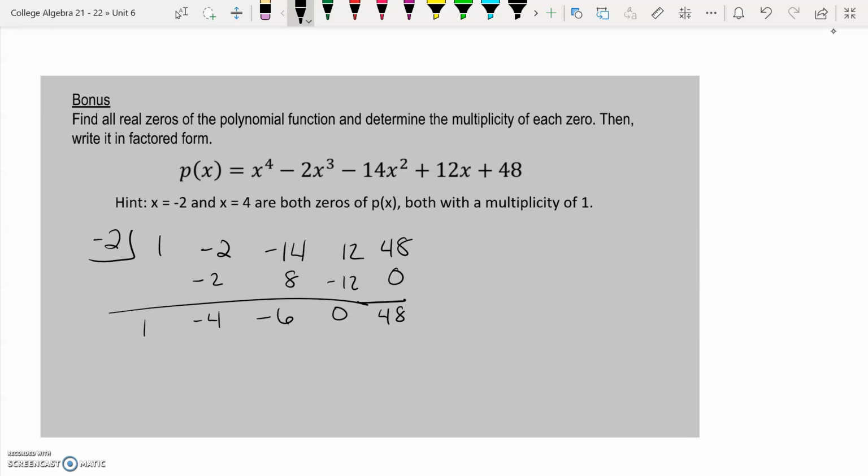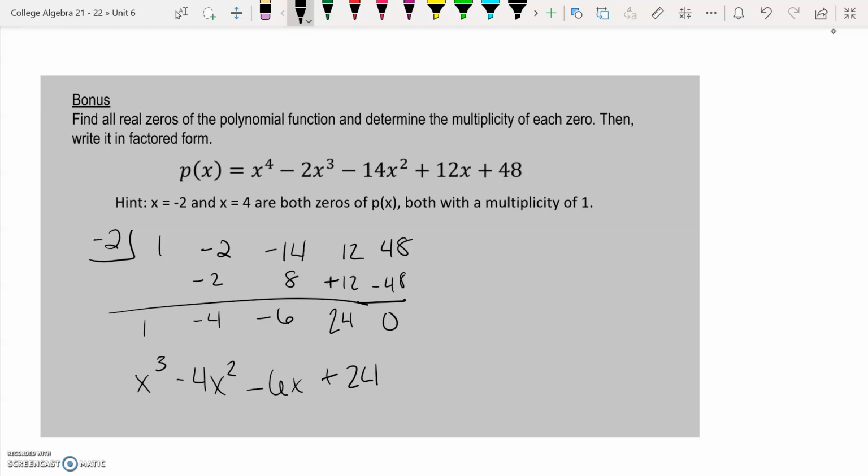That should be a positive 12. I try to do this really early in the morning, guys. I don't feel very good. 24, negative 48, and 0. So you should have a remainder of 0. So then I would write x cubed minus 4x squared minus 6x plus 24.